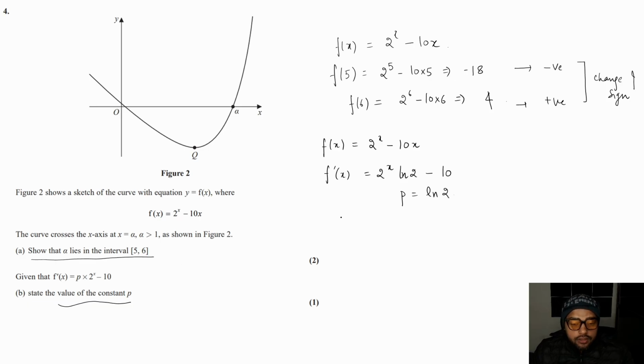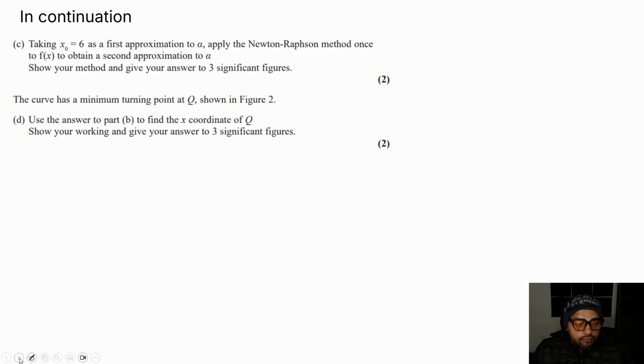Okay, now in the next part they have asked us, for the approximation to alpha, to apply the Newton-Raphson method once on f(x) to obtain a second approximation to alpha. So we know that x(n+1) is equal to x(n) minus f(x) upon f prime of x, this is the Newton-Raphson method. So if we are plugging in the value of n equals 0, because they have given in the question itself that x naught equals 6.